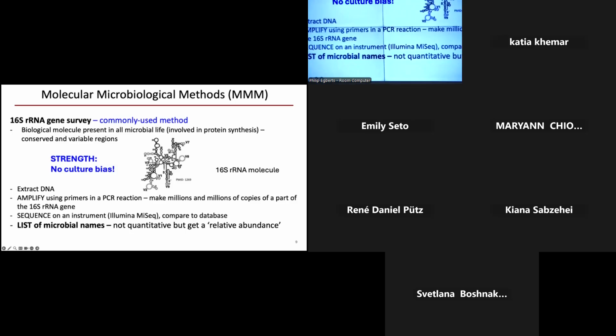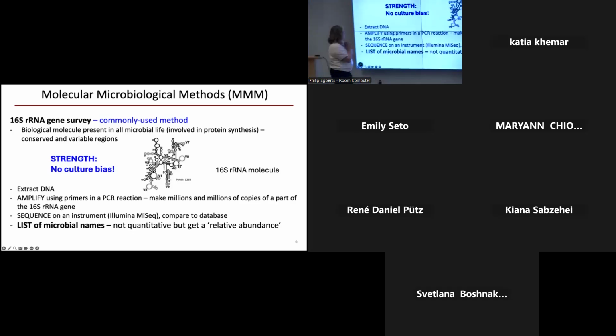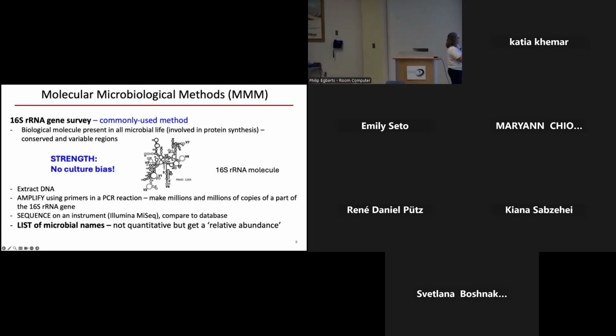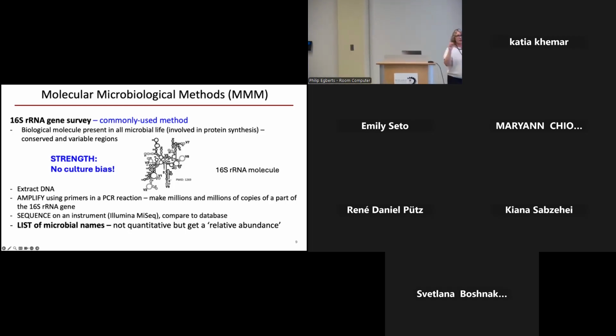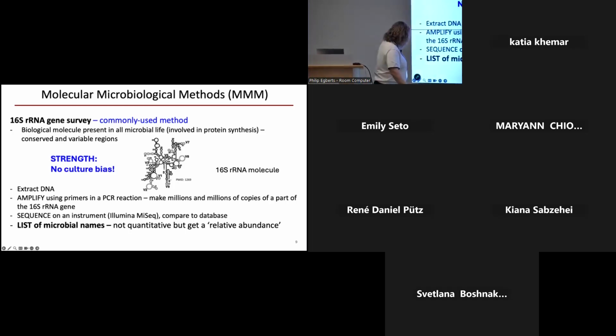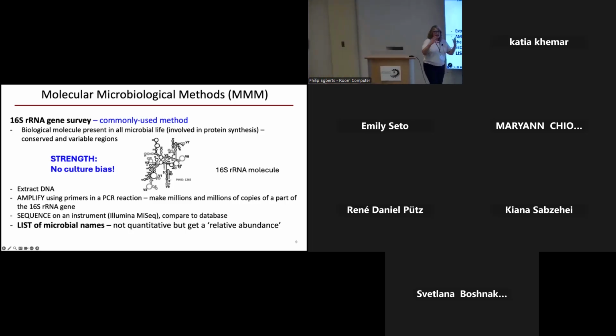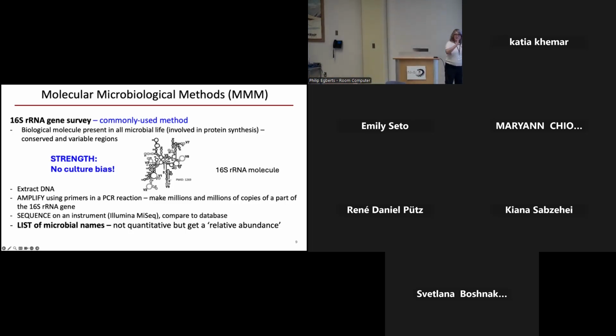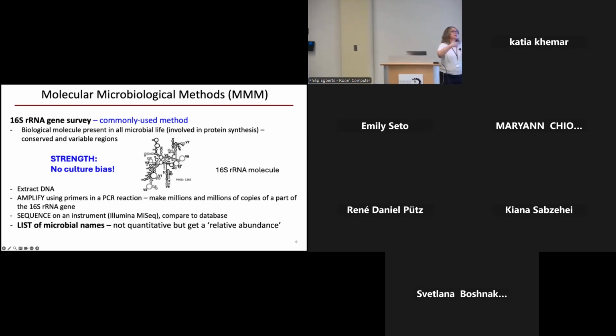So we can amplify a part of the gene for this molecule and get millions and millions of copies of it. And then we can sequence the As, Ts, Gs, and Cs, all the bases that make up that particular region, compare it to databases that have millions and millions of these sequences, and it spits out a list of microorganisms that are in your system, okay? So yeah, you get a list of microbial names. It's not really a quantitative way, but it gives you a relative abundance of certain types of organisms.